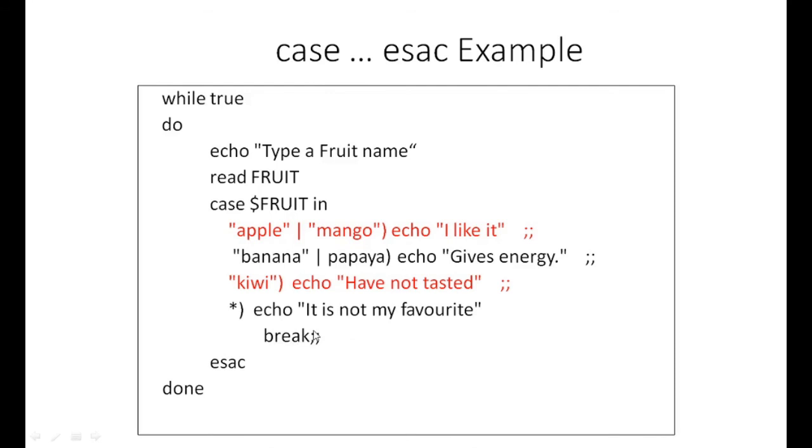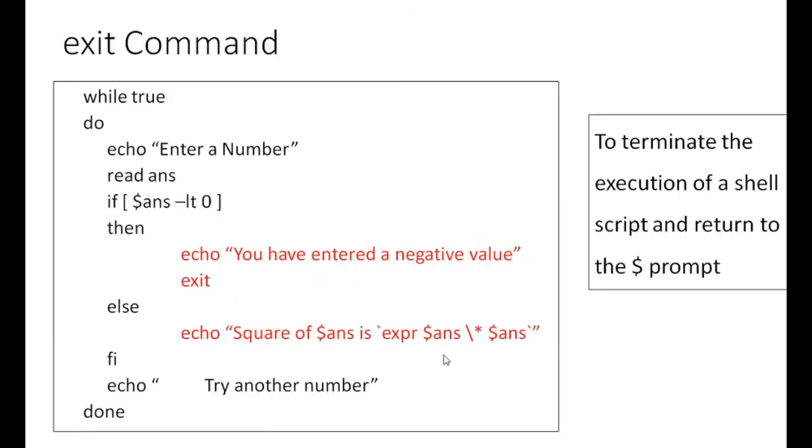So I just come out of the enclosing while loop, and you have an exit command to exit from the shell script. So while true, I am reading a number. If the number is less than 0, you have entered a negative number and then I am exiting. If it is not a negative number, I am trying to print out the square of that number.